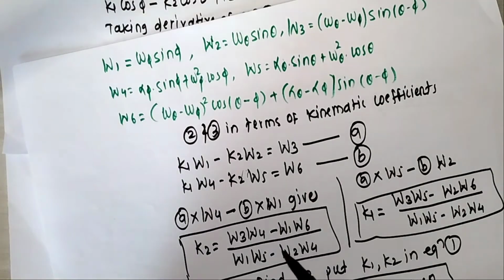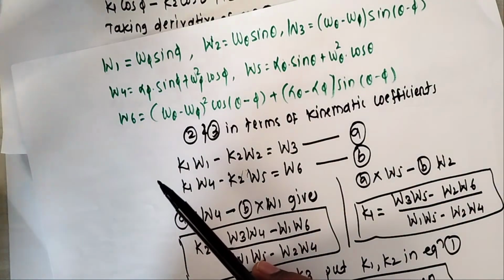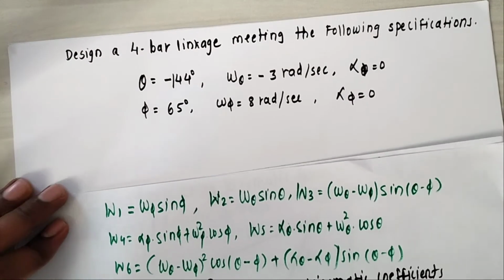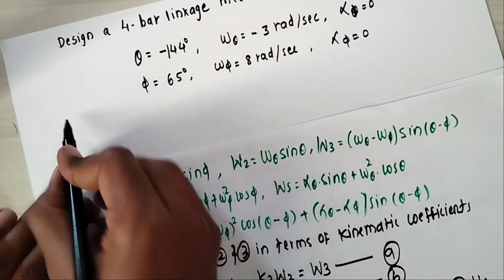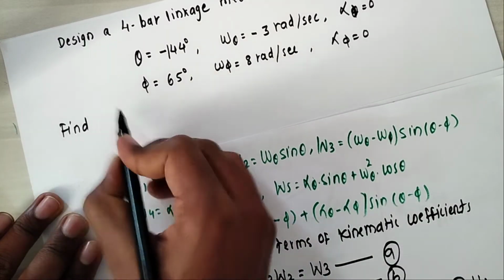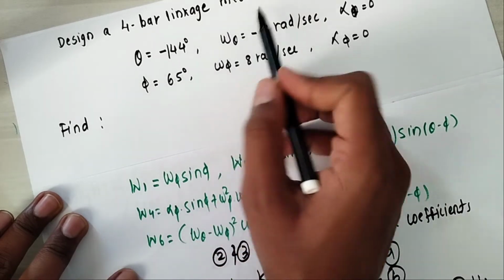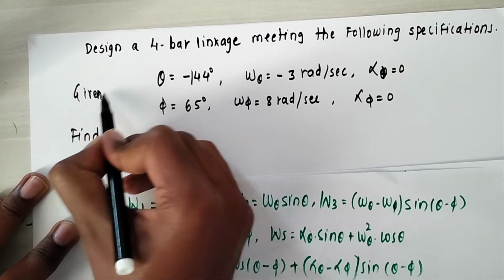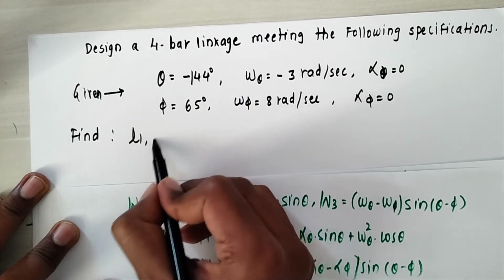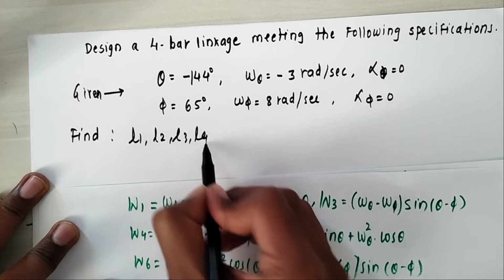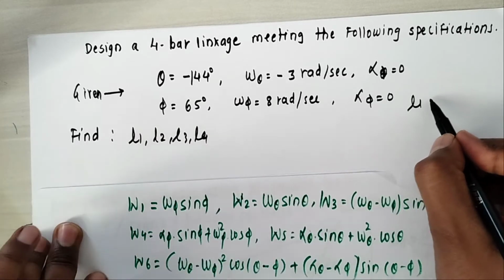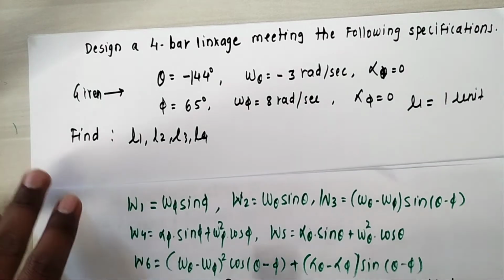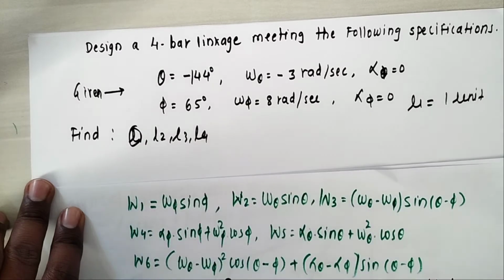So we try to solve this numerical which is given to you with the help of this procedure. So this one is the numerical given, and we need to synthesize a 4-bar mechanism. This is our given data. You have to find out L1, L2, L3, L4. We may assume L1. Let's say assume L1 is equal to 1 unit, so that we can find out L2, L3 and L4.